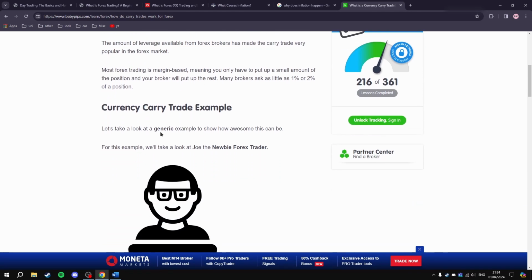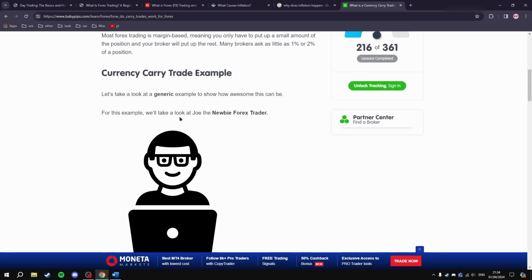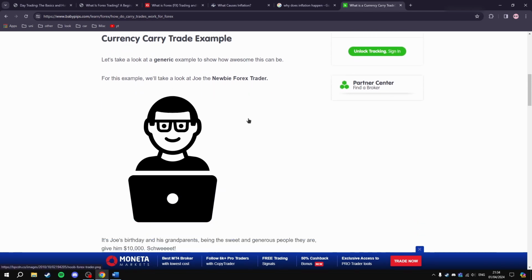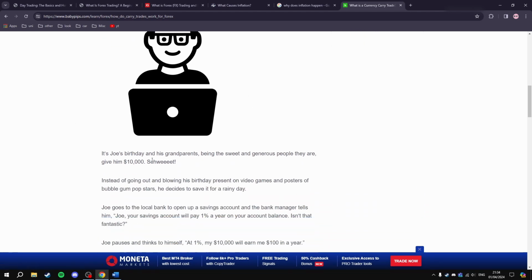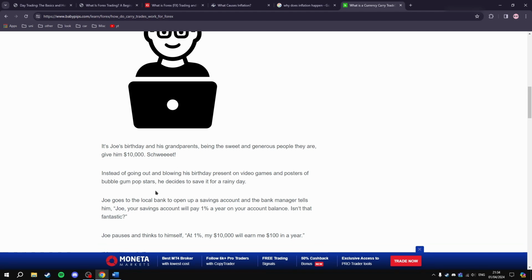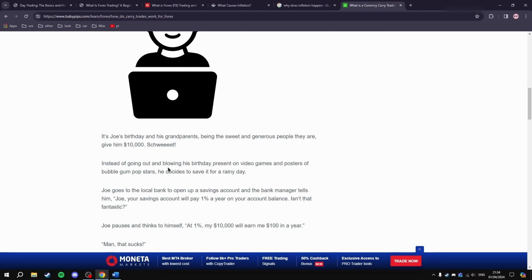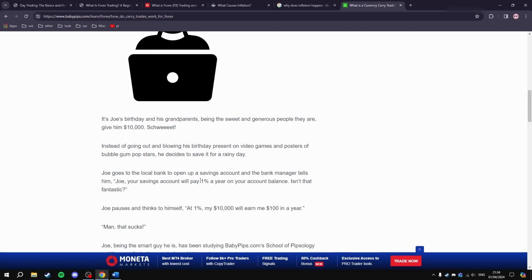Currency carry trade example. Let's take a look at a generic example to show how awesome this can be. For this example, we'll take a look at Joe, the newbie Forex trader. So this is Joe right here. It's Joe's birthday, and his grandparents, being the sweet and generous people they are, gave him $10,000. Sweet. Instead of going out and blowing his birthday present on video games and posters of bubblegum pop stars, he decides to save it for a rainy day.